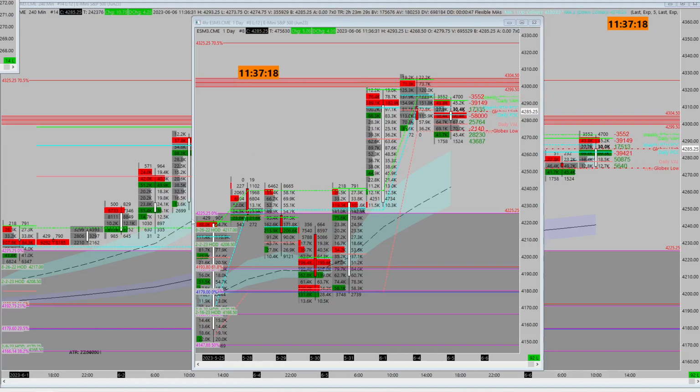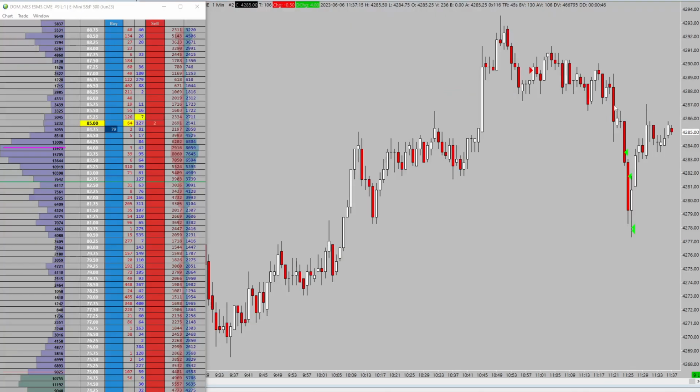Let me pause, bring up my execution chart and my depth of market. All right, so we have the whole session in frame. This is a 1 minute chart, of course.